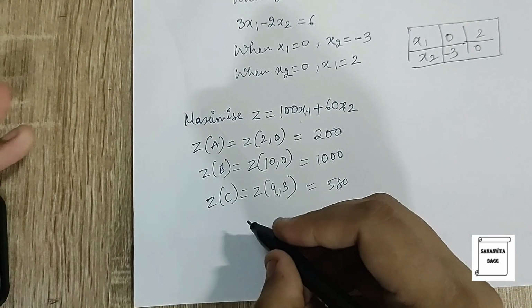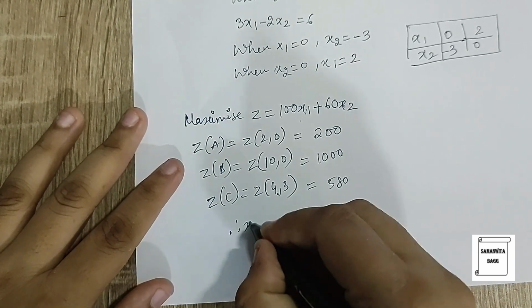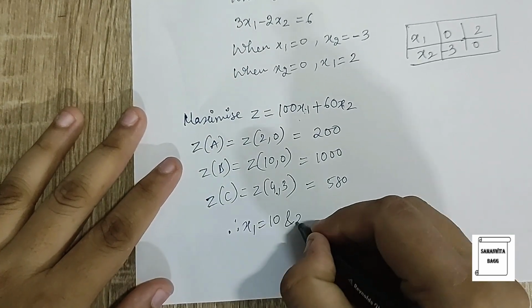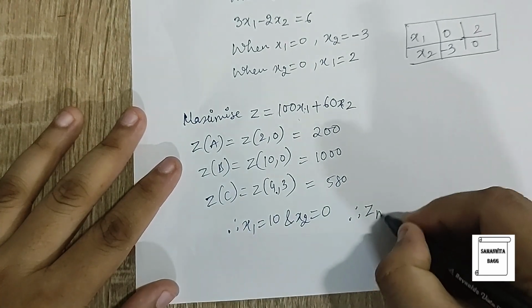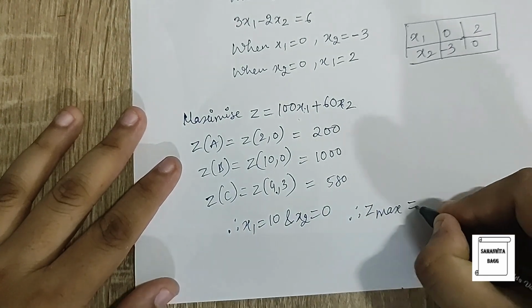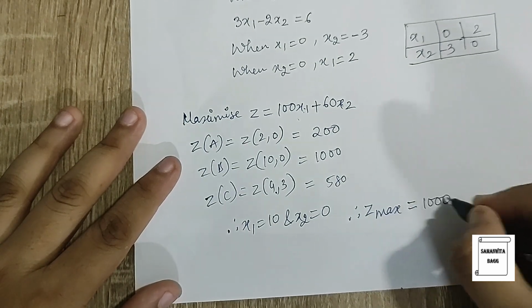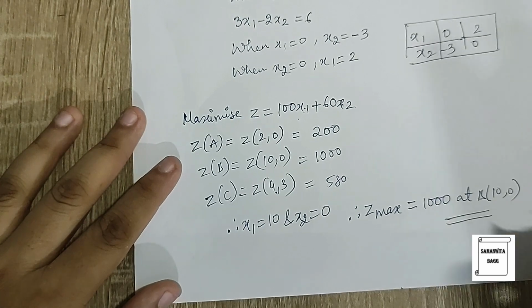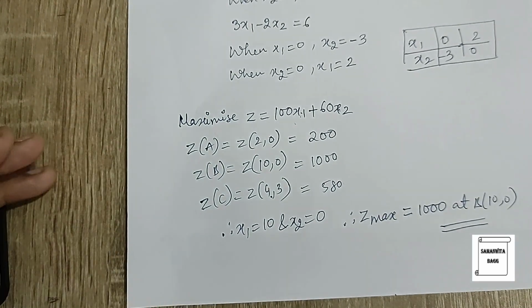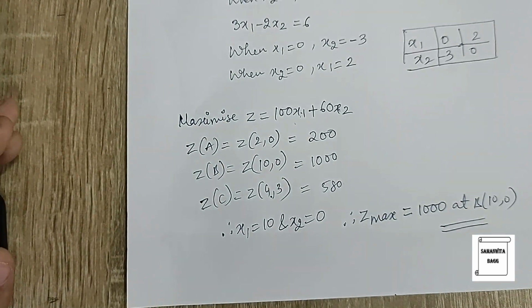So I'll write down the solution. Therefore x1 is equal to 10 and x2 is equal to 0. Therefore Z max is equal to 1000 at B, 10, 0. So with this I end the session. I hope you have understood how to solve this numerical.